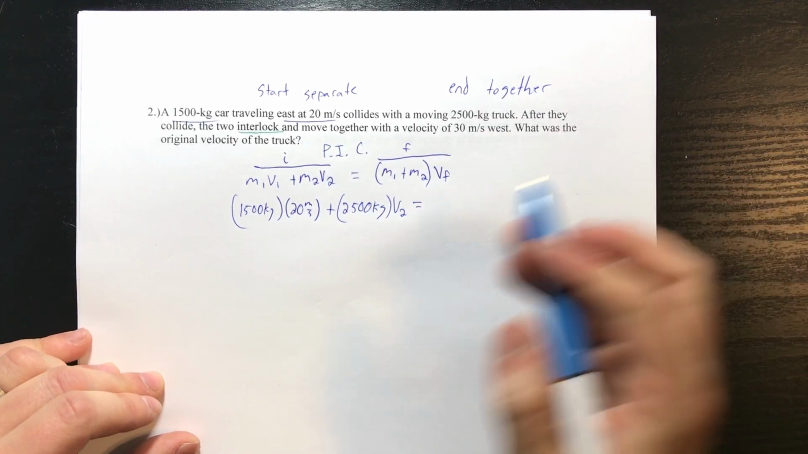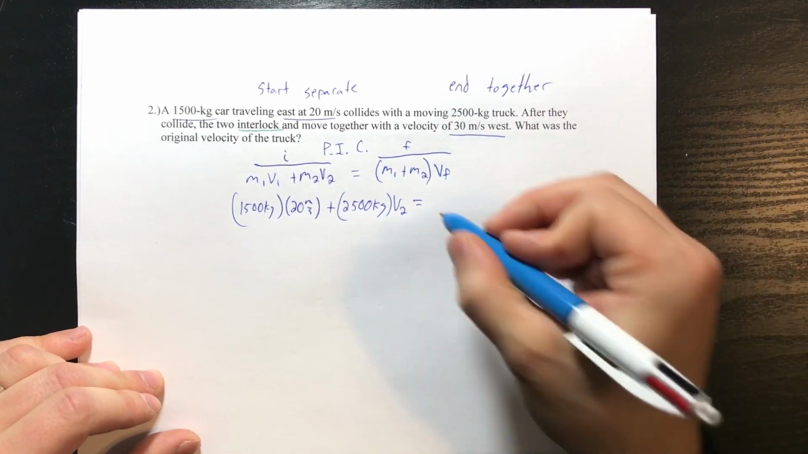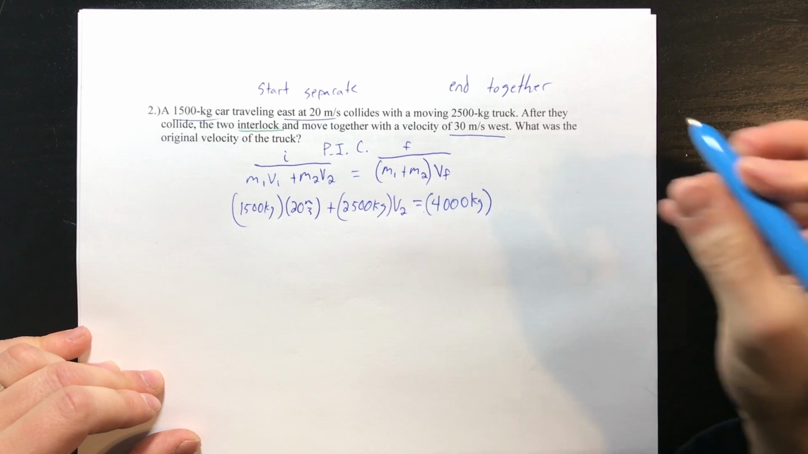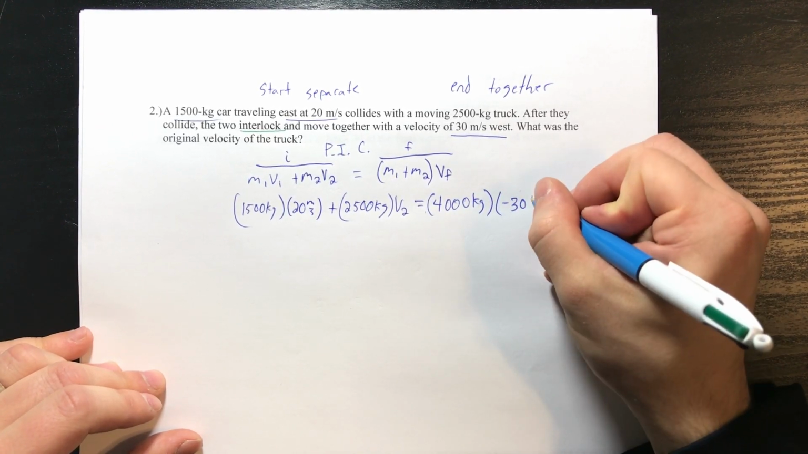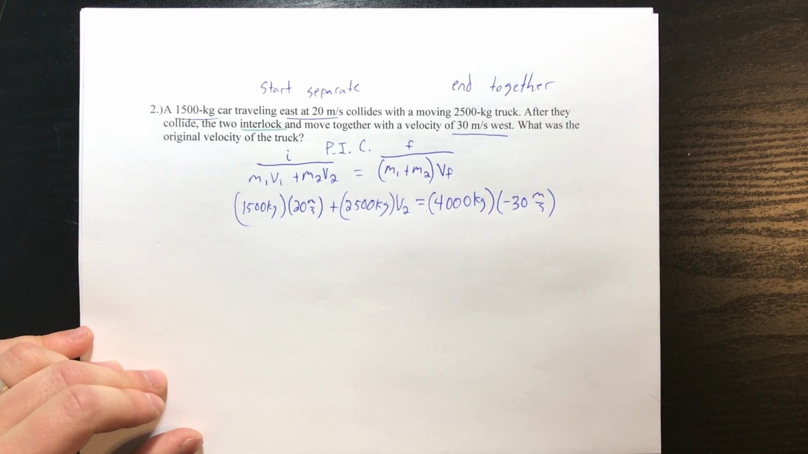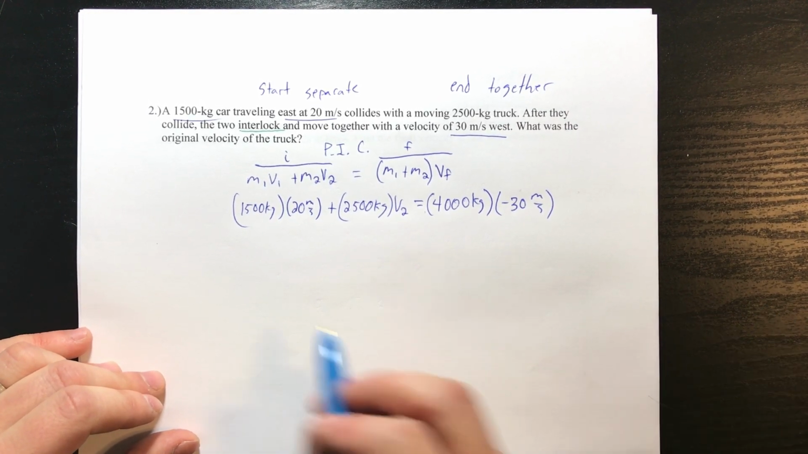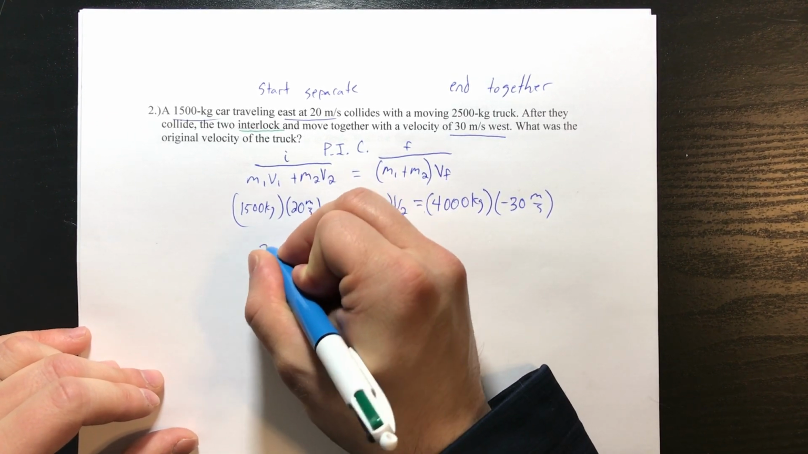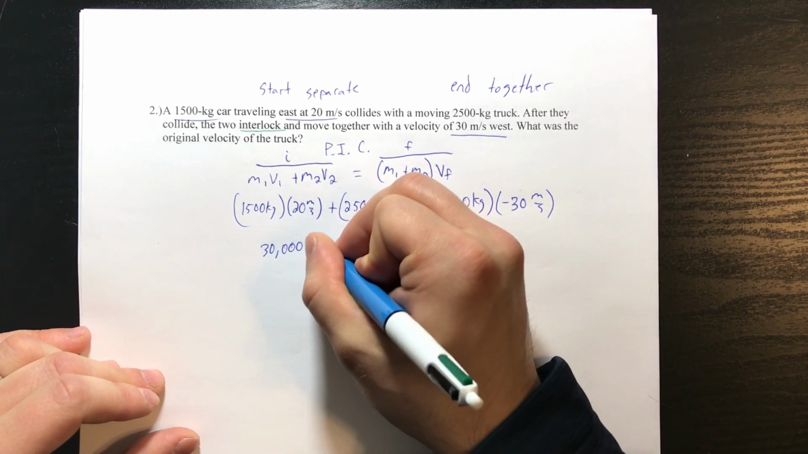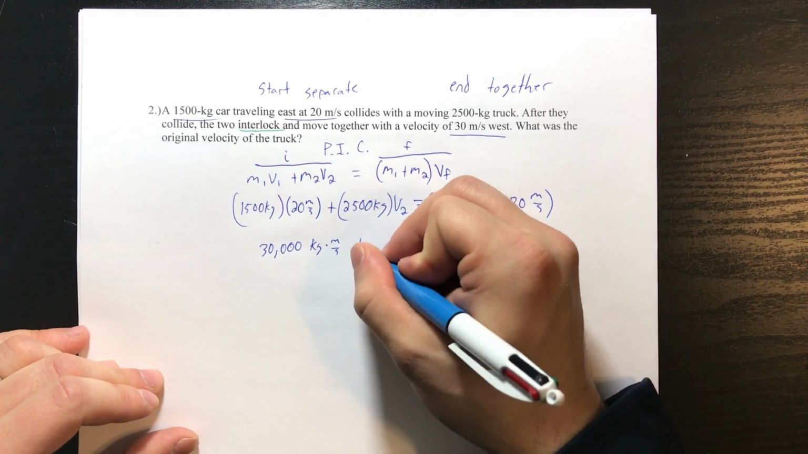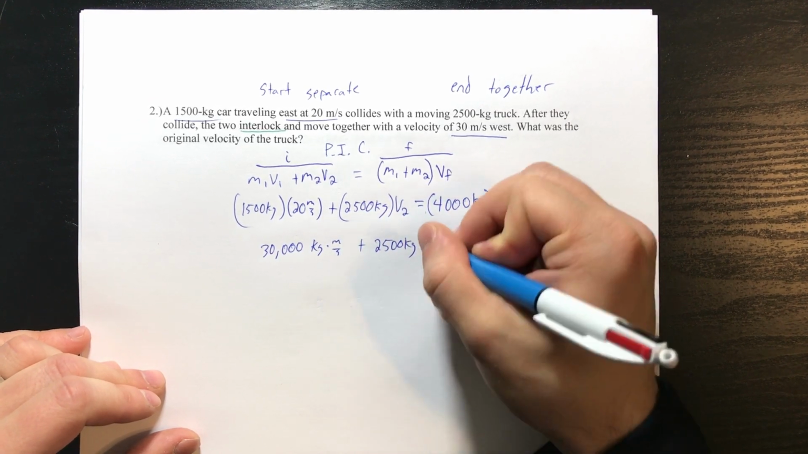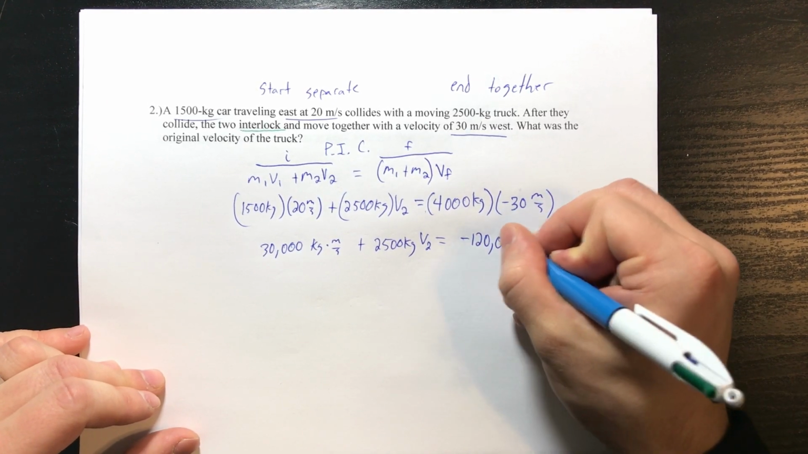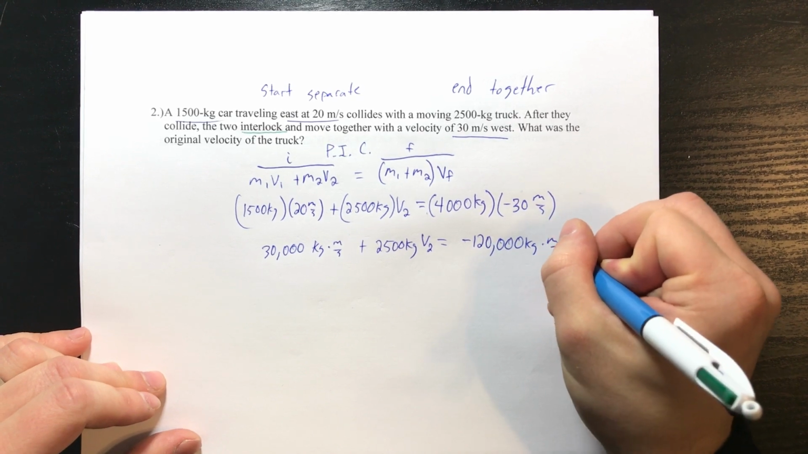Now, after the collision, we know they share a speed of 30 meters per second to the west. So if I add together their masses, I'll get 4,000 kilograms times their shared speed of now negative, because it's westward, 30 meters per second. So, solving here, 1,500 times 20 meters per second gives you 30,000 kilograms times meters per second of momentum, plus 2,500 kilograms times our unknown speed, v2, is equal to negative 120,000 kilograms times meters per second.